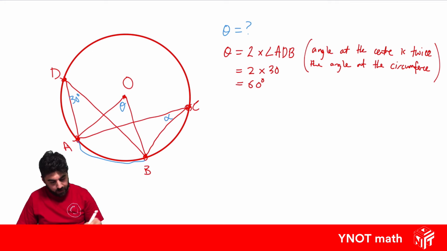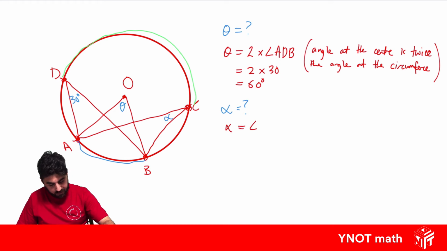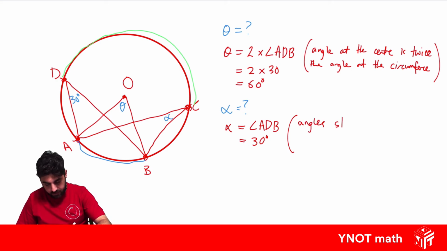Okay. And now we want to find out what alpha is equal to. If you have a look at this arc here, we can see that this angle standing on this arc is going to be the same as this angle standing on that same arc. So we can say that alpha is going to equal angle ADB, so it's going to equal 30 degrees, because angles standing on the same arc are equal.